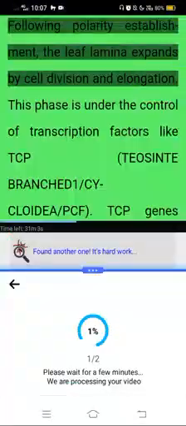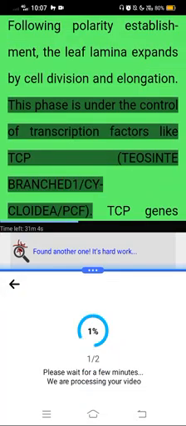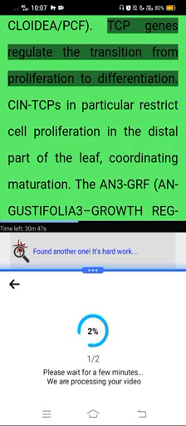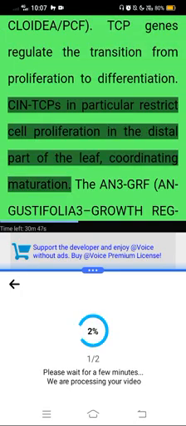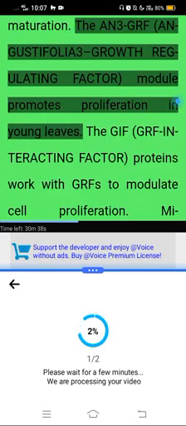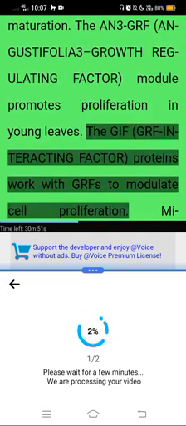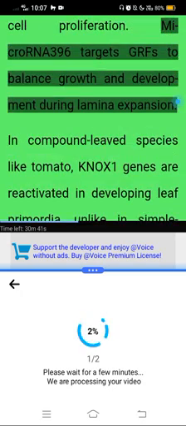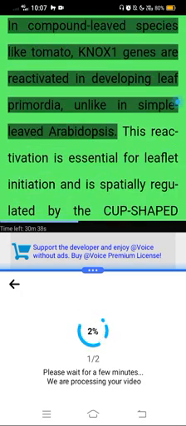Following polarity establishment, the leaf lamina expands by cell division and elongation. This phase is under the control of transcription factors like TCP: Teosinte branched 1, Cycloidea, PCF. TCP genes regulate the transition from proliferation to differentiation. Class II TCPs in particular restrict cell proliferation in the distal part of the leaf, coordinating maturation. The AN3-GRF module, ANGUSTIFOLIA3 and Growth Regulating Factor, promotes proliferation in young leaves. The GIF, GRF-interacting factor, proteins work with GRFs to modulate cell proliferation. miR396 targets GRFs to balance growth and development during lamina expansion.